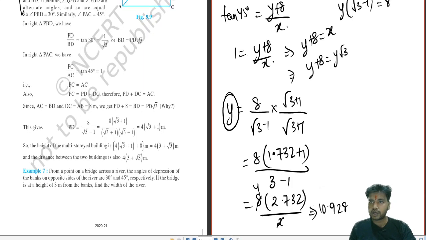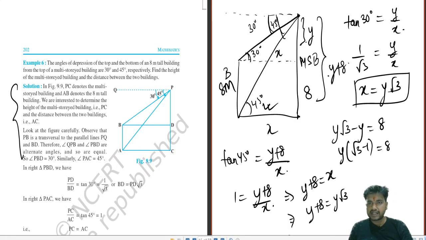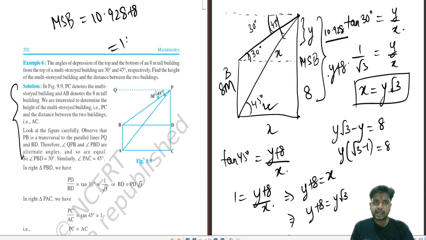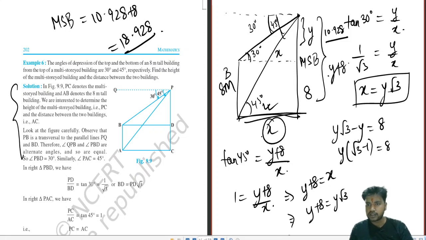Now looking into the question again. Now y is 10.928. Okay. So now if you are worried about the multi-storied building height, that will be 10.928 plus 8, that is 18.928. This is the multi-storied building height. Now we have to find the value of x for the distance between the two buildings. Now if you look at it, x is equal to y root 3. And if we look at this very carefully, this would be a bit tricky to solve.